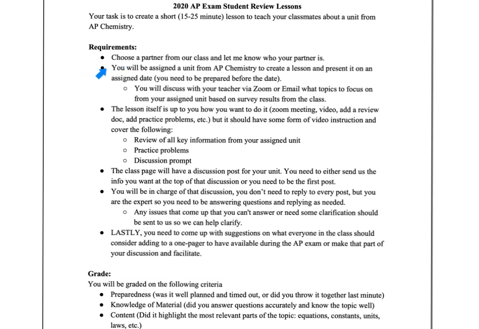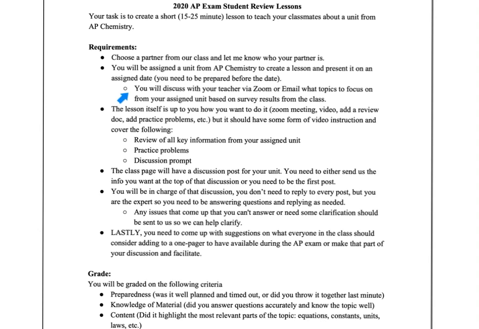I will also assign you a unit that you will create the lesson in, and you'll prepare by a certain date. So basically you get to pick the partner, but I'm going to pick the unit and the date that you are assigned based off our calendar.